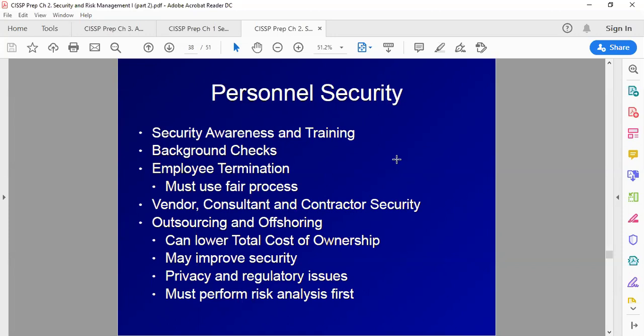Employee terminations must use a fair process. For vendor, consultant, and contract security, outsourcing and offshoring can lower total cost of ownership and may improve security, but privacy and regulatory issues arise, so you must perform risk analysis first.